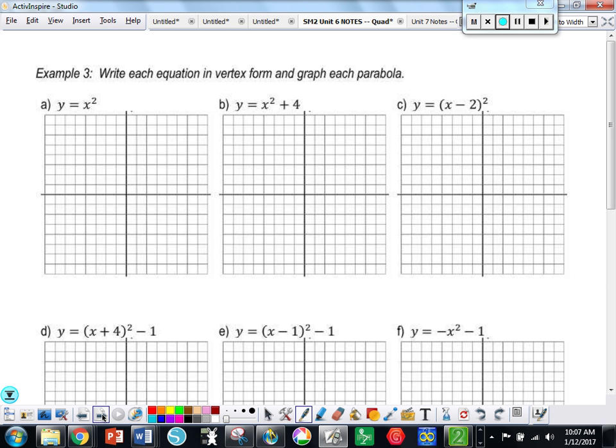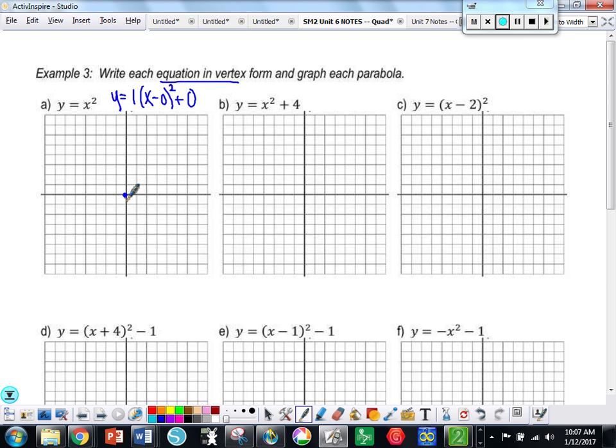The first thing I want you to do, because it'll help put everything in the right spot, is write the equation in vertex form, putting in the h and the k. So for part A, you've already done this one. It's y equals 1(x - 0)^2 + 0, right? Now, I started to list the steps. The very first step is to plot the vertex, right? So the vertex here is at (0, 0).